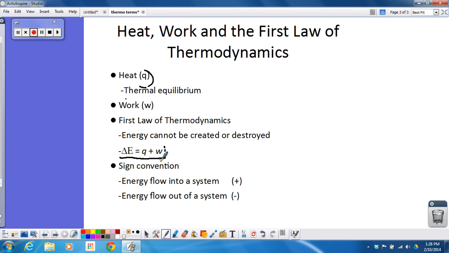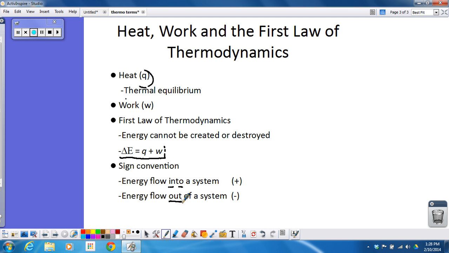In thermodynamics, we have a sign convention. Whenever energy flows into a system, we give that number a positive sign, no matter what type of energy that is. When energy flows out of the system, we give the measure of that amount of energy a negative sign. And you're familiar with this with endothermic and exothermic reactions, and that's where we're going to see positive and negative.